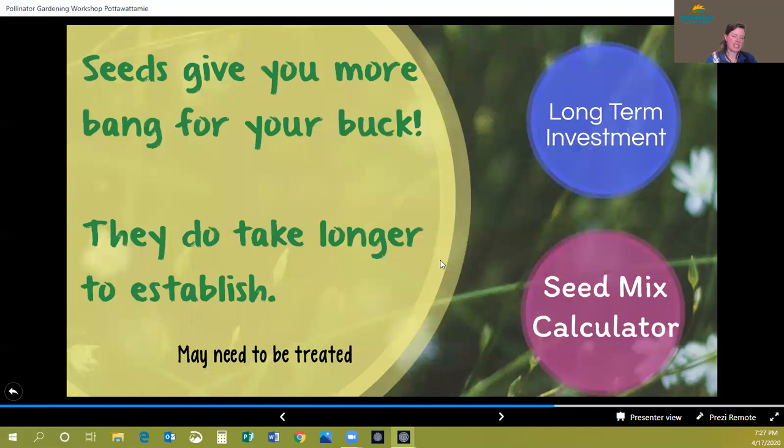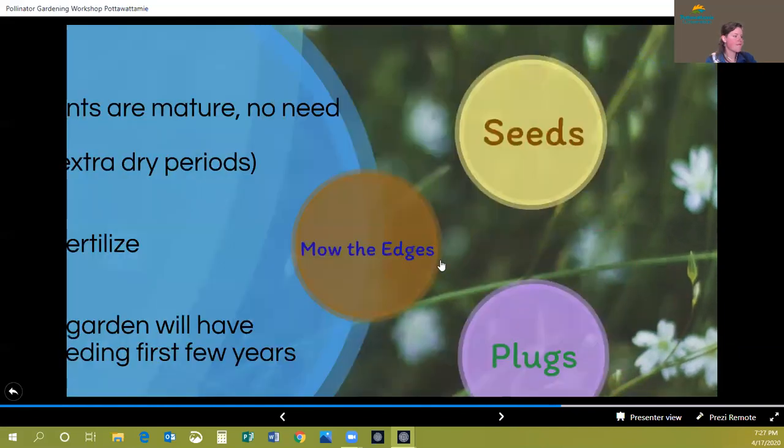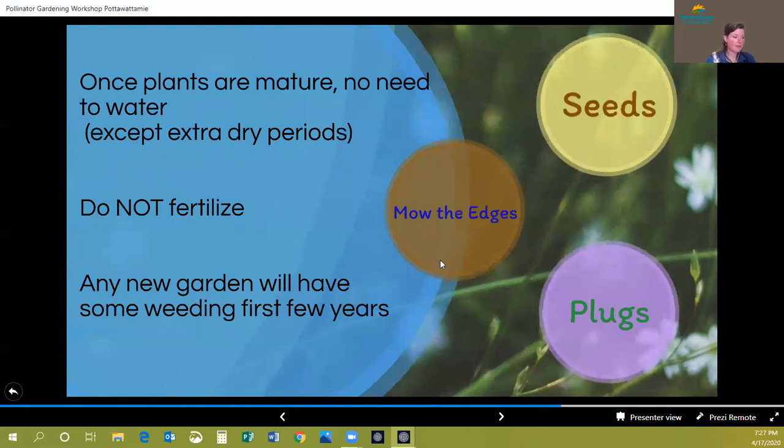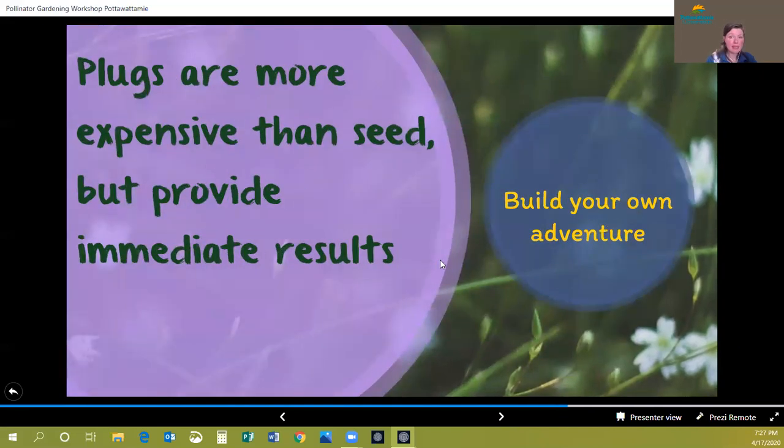So seeds take a longer time, but you get more bang for your buck. If you use plugs, they are more expensive because they have to be grown in a nursery before you buy them, and that takes time and effort. But basically, you've got plants blooming right away. And it's kind of a build-your-own adventure because you can control where they go.